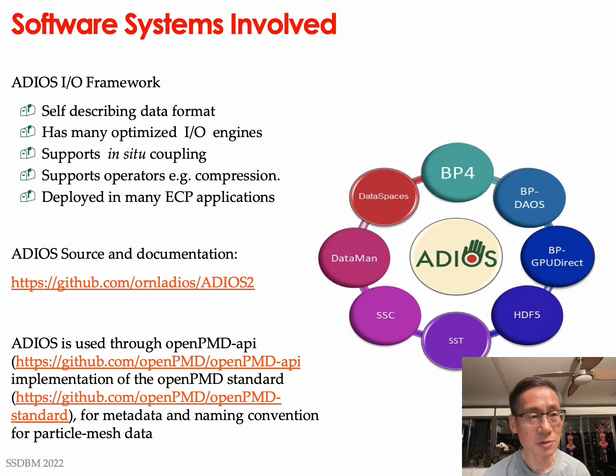For our measurements, we're going to need software tools, and I'm going to mention two of them. One is called ADIOS. This is a very efficient I/O framework. It has many very optimized I/O engines, which means we don't have to do a lot of tuning to get good performance. The second tool we use is called the openPMD API, and this is because the simulation software we're going to use is relying on this software for I/O performance.